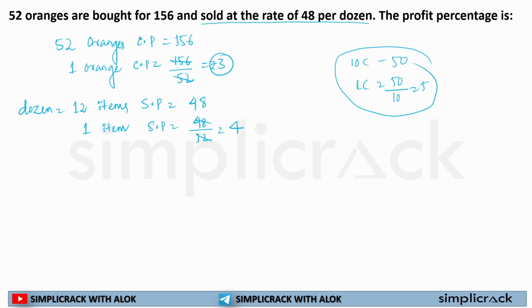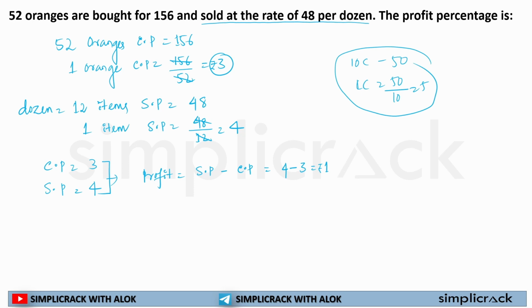So now, sir, as we can see here, the cost price of one orange is 3 rupees, and the selling price of one orange is 4 rupees. So there is a gain in sales. So I'm gaining something. So there will be a profit, right? So the profit will be sales price minus cost price, that is 4 minus 3, is equal to 1. So my profit is 1 rupee on each orange.